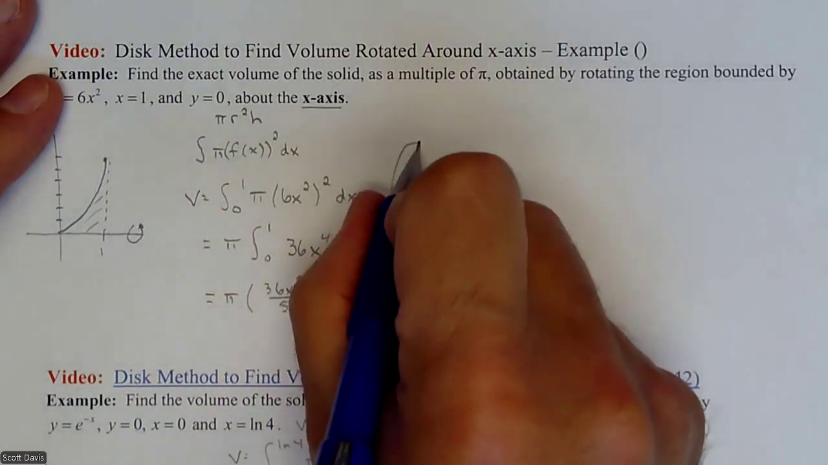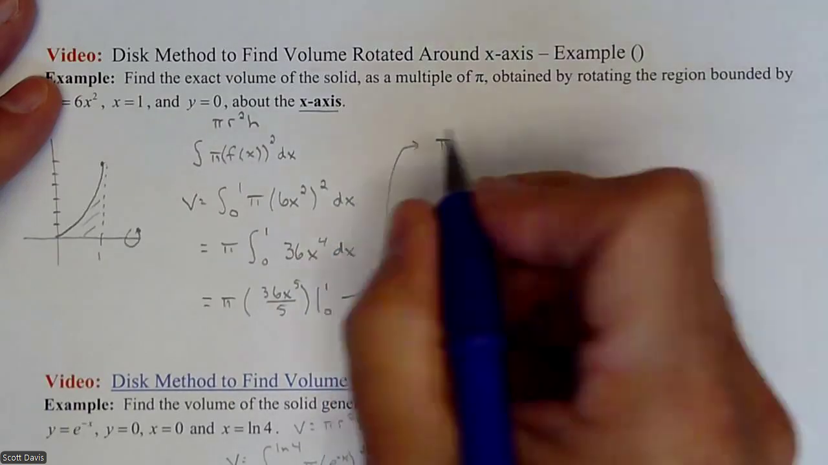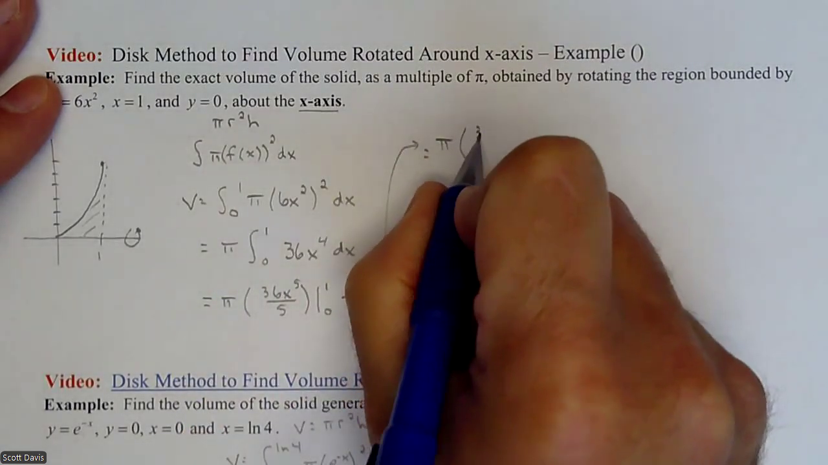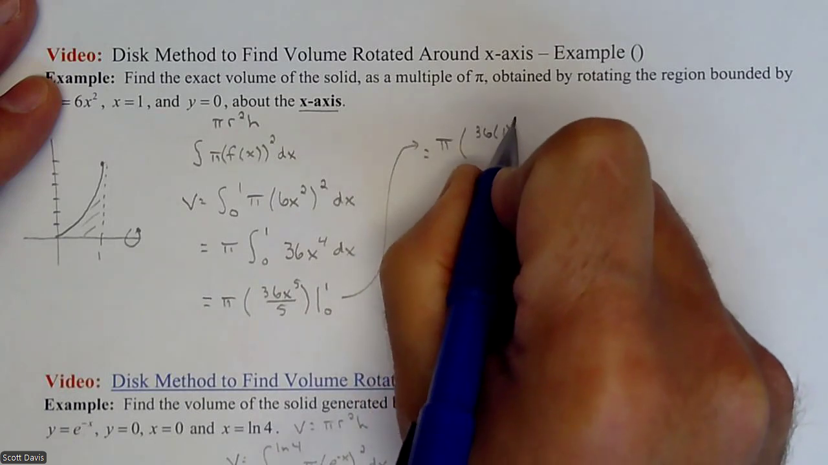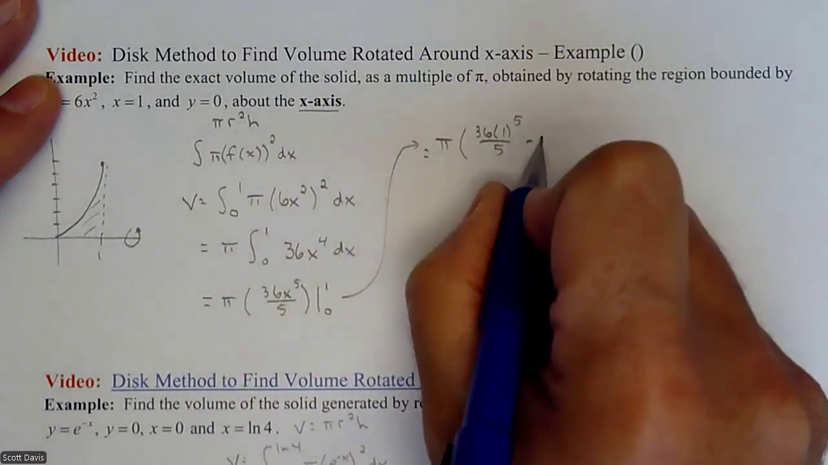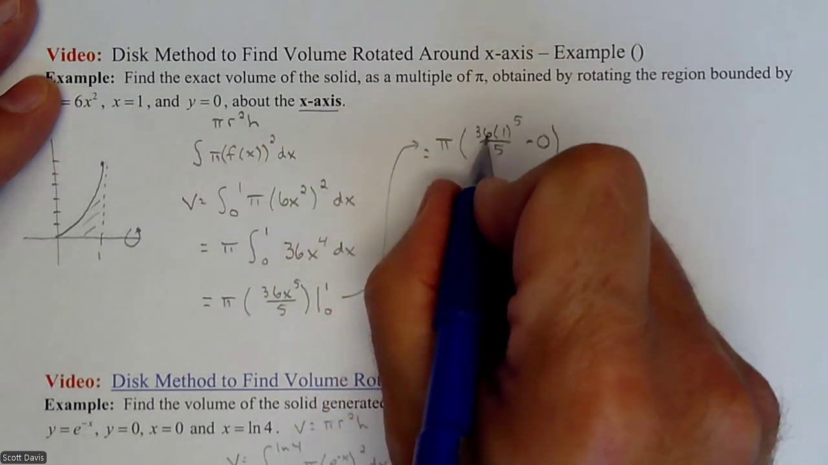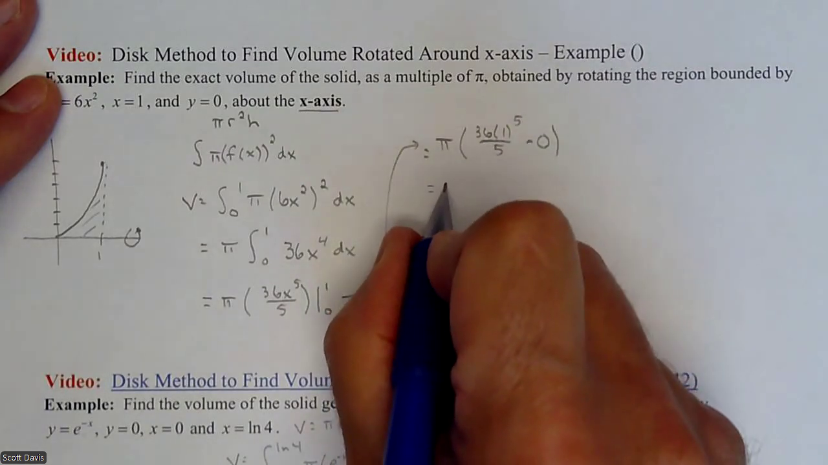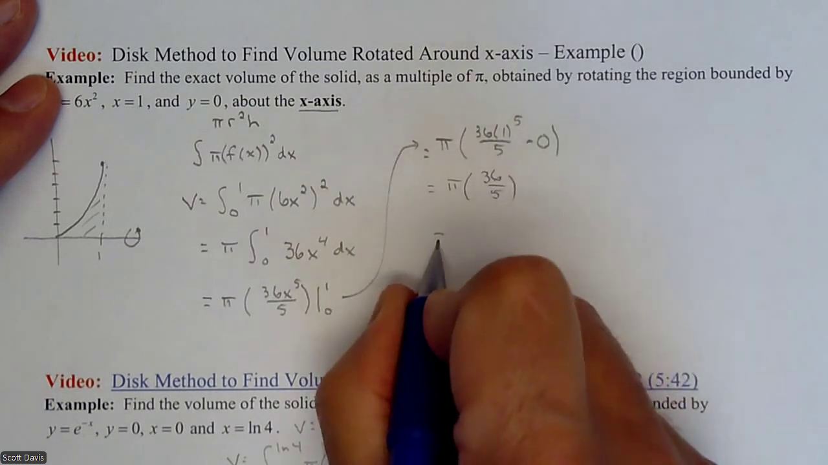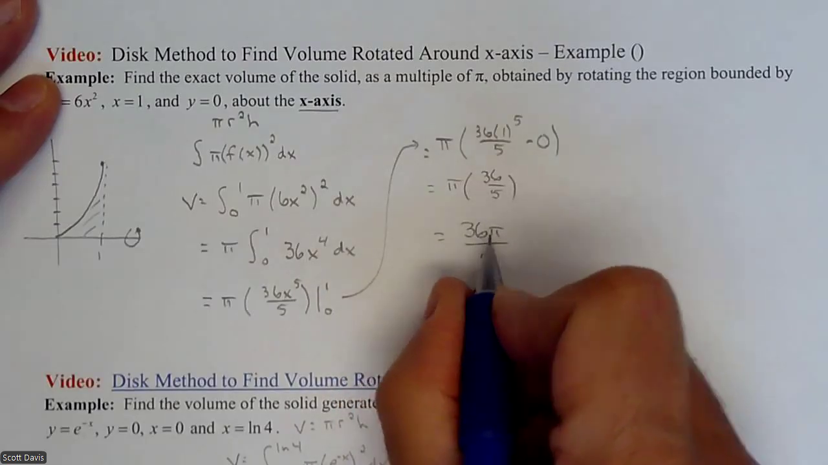All right, so let's plug some values in. Still got that pi. It's going to eventually float into the answer. But we're going to take 36 times 1 to the fifth, 1 to the fifth over 5, minus 0 being plugged in, which is just 0. So we're looking at 36 fifths. So pi times 36 fifths, giving us a volume of 36 pi fifths.